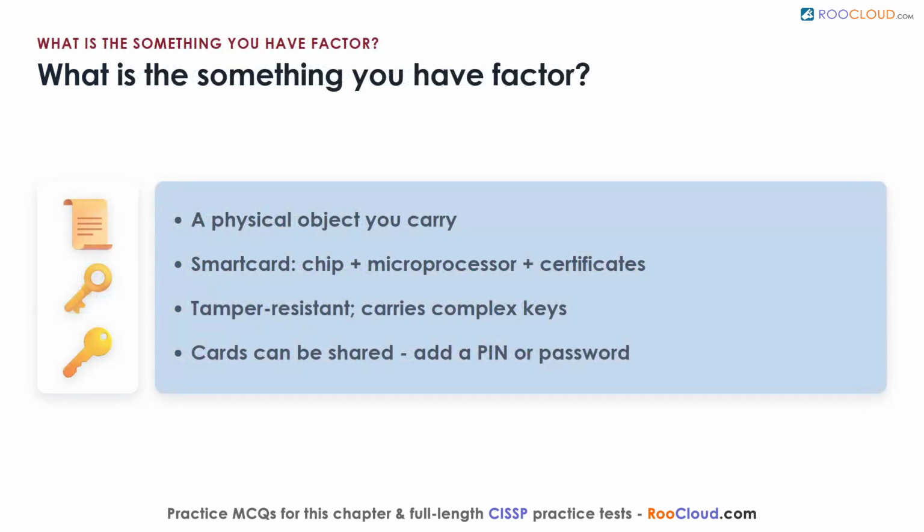What is the something you have factor? This factor is a physical object you carry, and it shines when paired with another factor for multi-factor authentication. A smart card is a badge-sized card with an embedded chip, often holding a microprocessor and certificates used for encryption or digital signatures. It is tamper-resistant and a tidy way to carry complex keys. But because cards can be swapped or shared, you usually add a personal identification number or password alongside it. Think of the card as a key fob that only truly works once you also punch in your code.